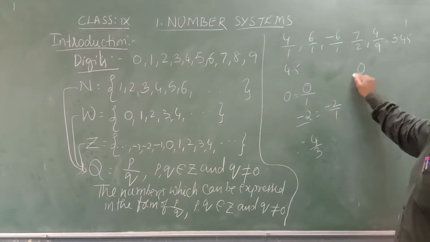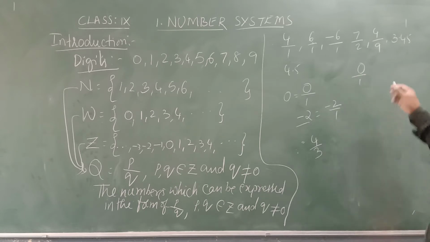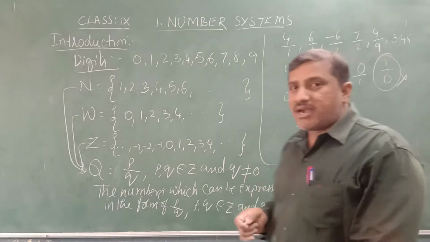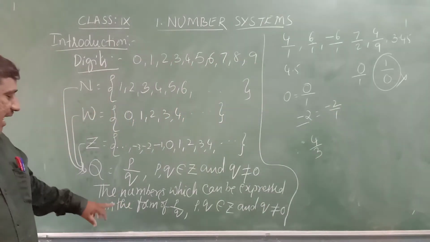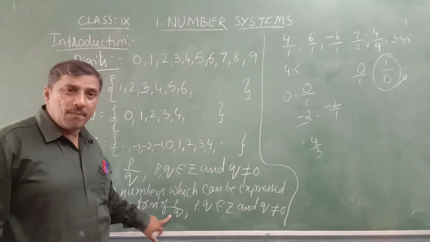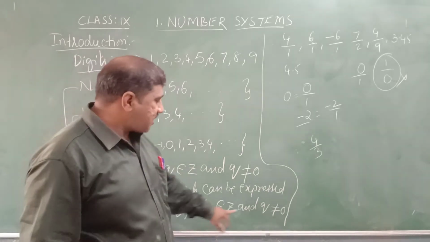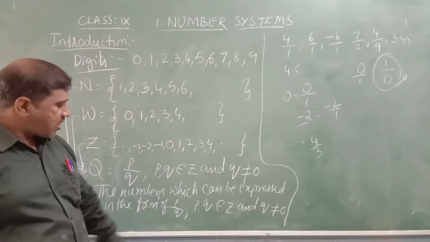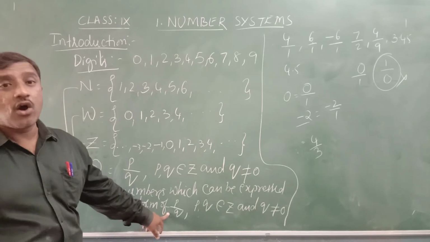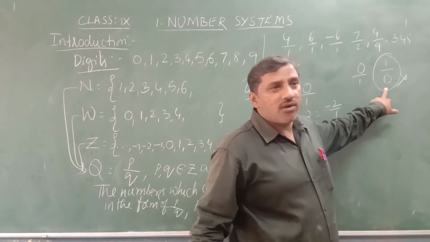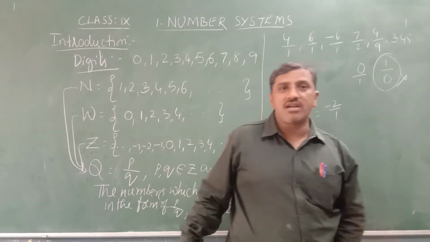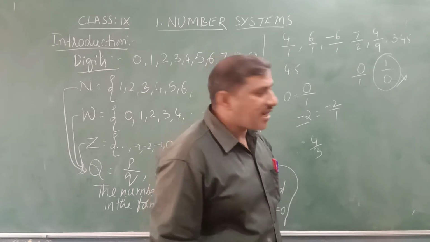Now 0 by 1 is a rational number. What about 1 by 0? Is this a rational number? No. Why? Because here the denominator q is 0. Rational numbers are the numbers which can be expressed in the form of p by q, where p and q are integers and q is not equal to 0. Here q represents the denominator. Here the denominator is 0. Hence 1 by 0 is not a rational number.